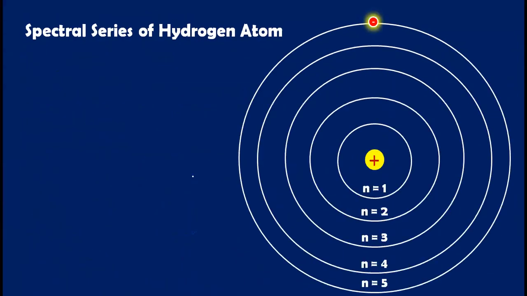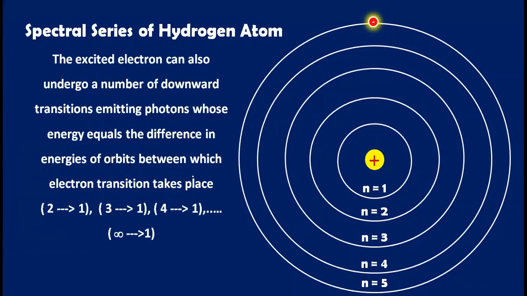Now let us consider a different case. Now here you can see an electron in the higher energy level. Say here in our diagram, it's in the fifth orbit. An excited electron can also undergo a number of downward transitions, emitting photons or spectral lines. Photons, otherwise called spectral lines, whose energy will be equal to the difference in the energies of the orbits between which the electron transition takes place.